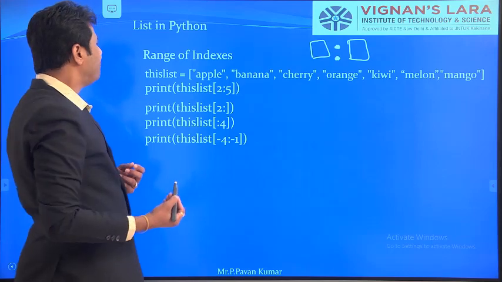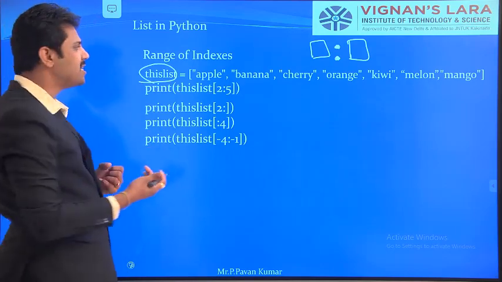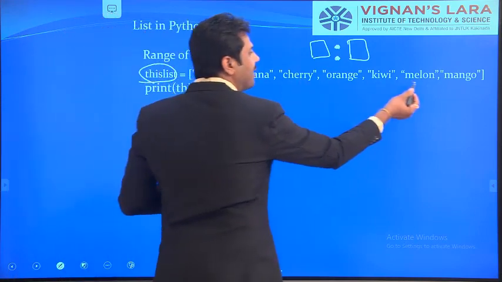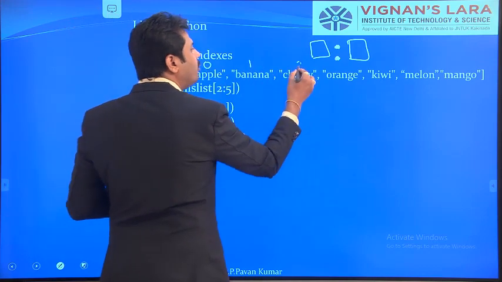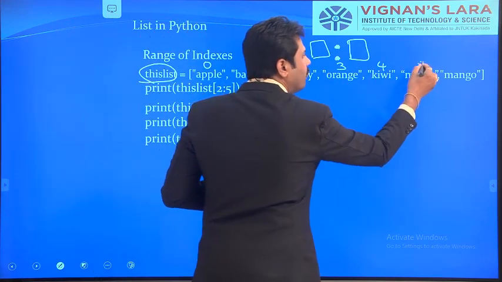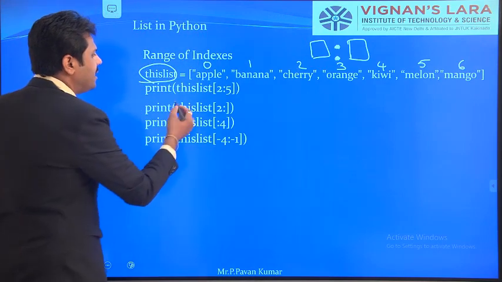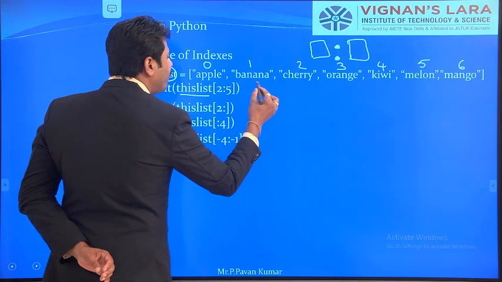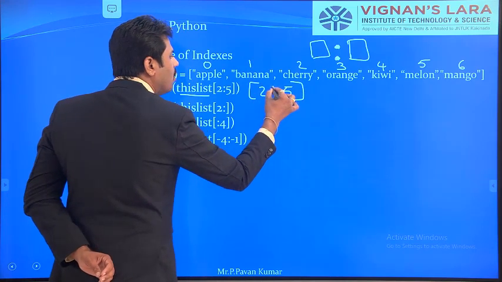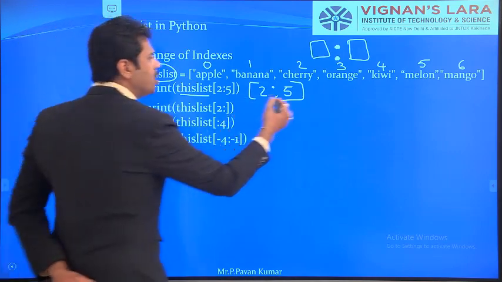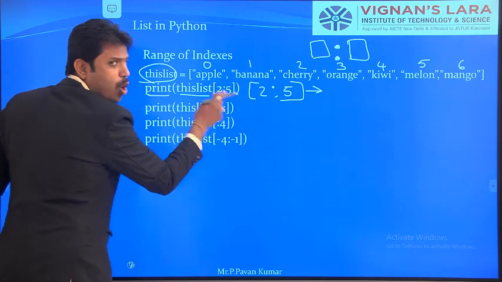For example, I am taking a list. This is the name of the list. It contains some values like this. I give indexing for that: 0, 1, 2, 3, 4, 5 and 6. I just use this list of 2:5. What is 2 here? Cherry. Here my output is, I just print this list of 2:5.